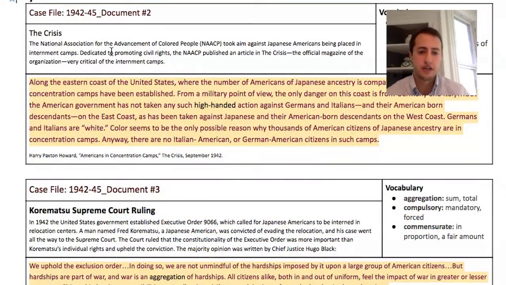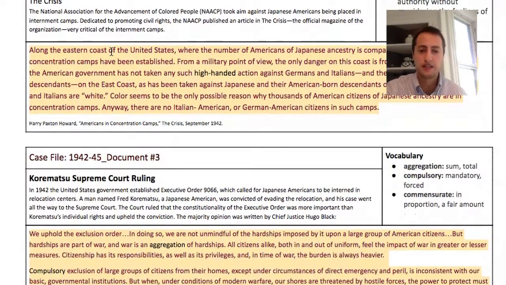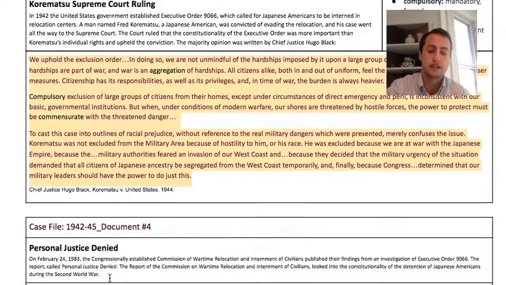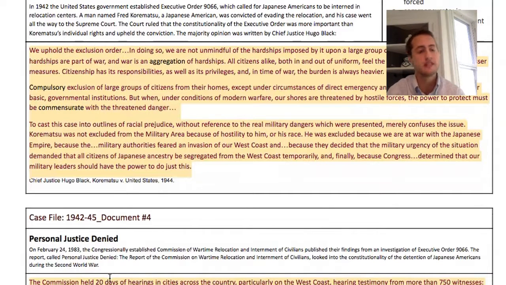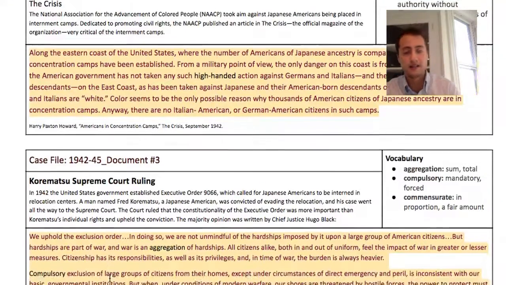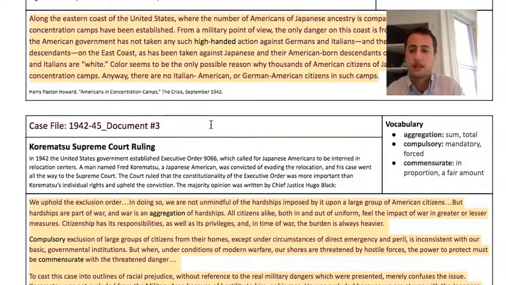The case 9 files, there are 4 of them in addition to the one that you did with your class. In the Google Slides, the Korematsu Supreme Court ruling and the personal justice denied documents are on 2 slides, so it actually seems like there's 6 documents. There's only 4. I combined them into one. And these are text heavy. When you lay them out like this in one document, they look really text heavy. That's something to keep in mind about what your students are expected to do here. There are vocabulary words included for the first 2 and not for the last 2.